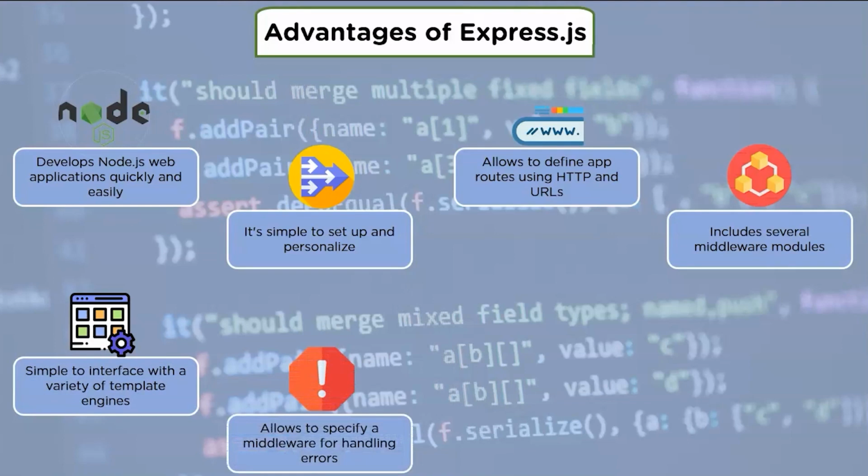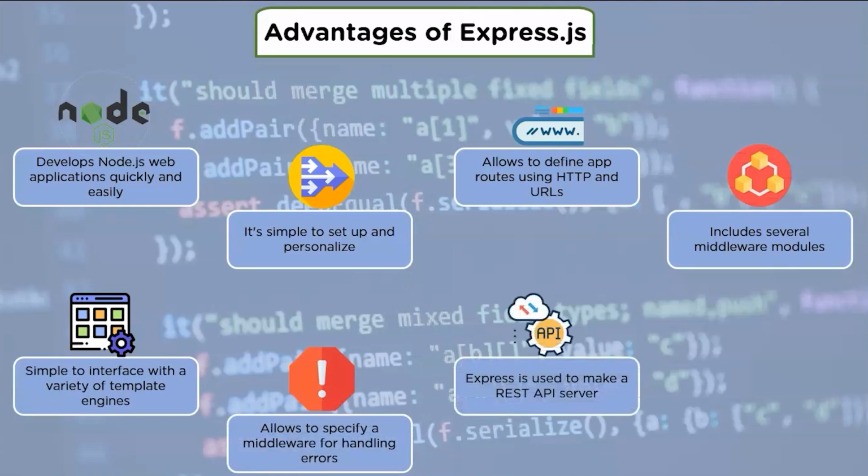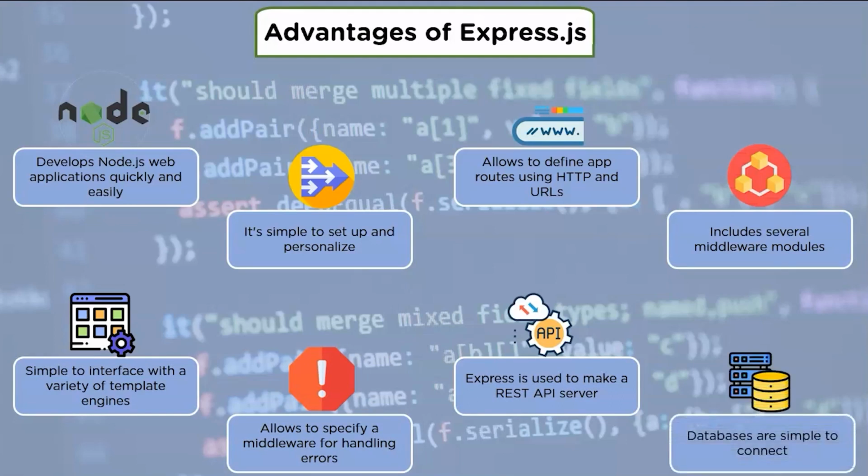It allows us to specify a middleware for handling errors. Express is used to make a REST API server, and it's simple to provide your application static files and resources. Databases such as MongoDB, Redis, and MySQL are simple to connect to Express.js.